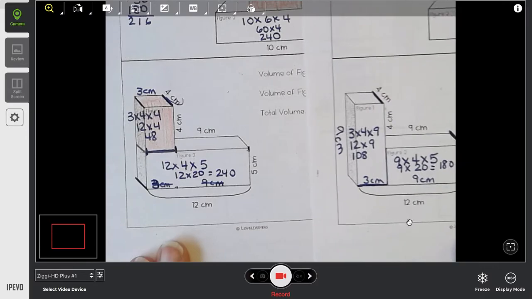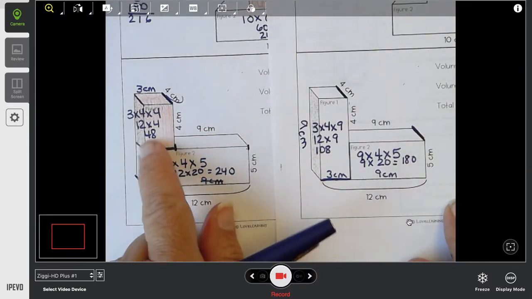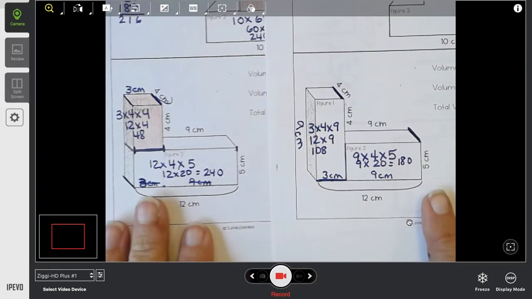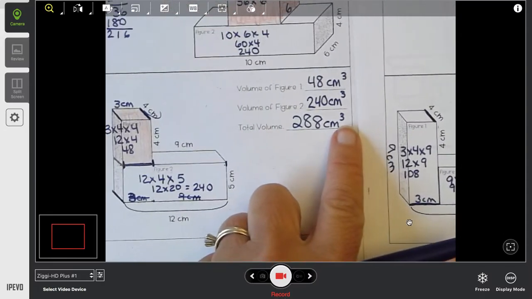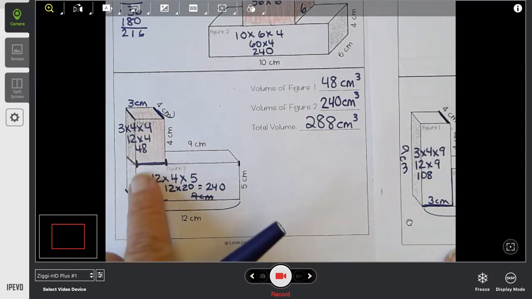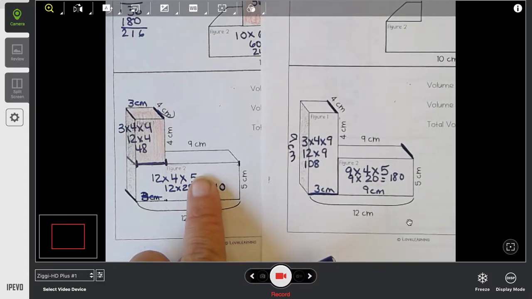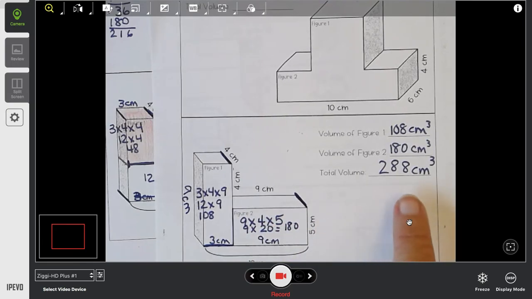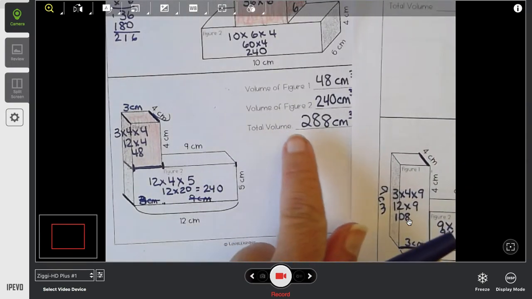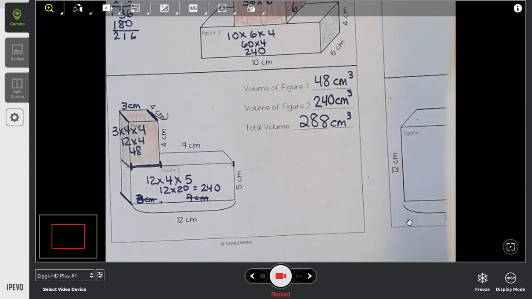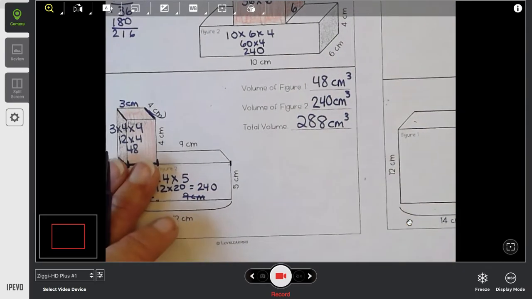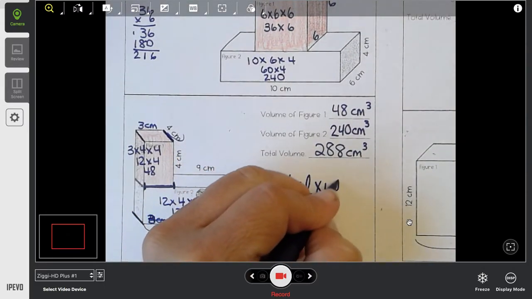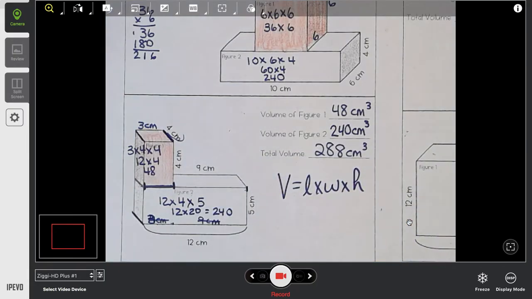Now look at those side by side. Notice how I did them differently. This one I saw a cube or rectangular prism sitting on top, and this one I saw two side by side. My total volumes, I had 48 cubic centimeters because it was smaller, and then this one was larger, so it was 240. Whereas on this one, I had 108 because it was larger and 180. But if you'll notice, the total volume for both of them is 288 cubic centimeters because it's the same thing no matter which way I split it, as long as I use the correct dimensions. Volume is always length times width times height, all the time.